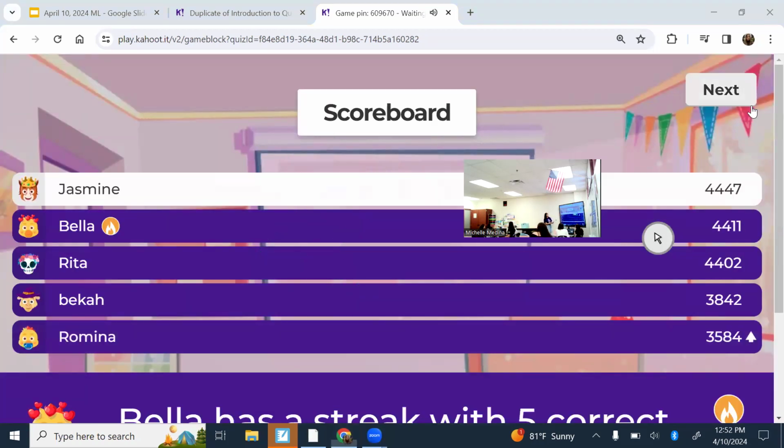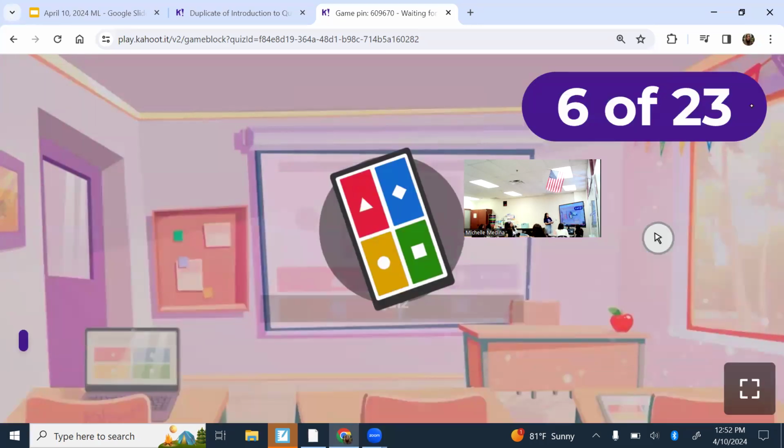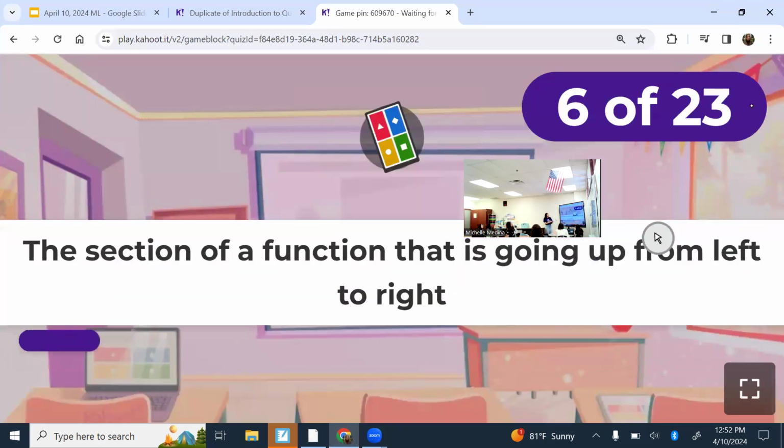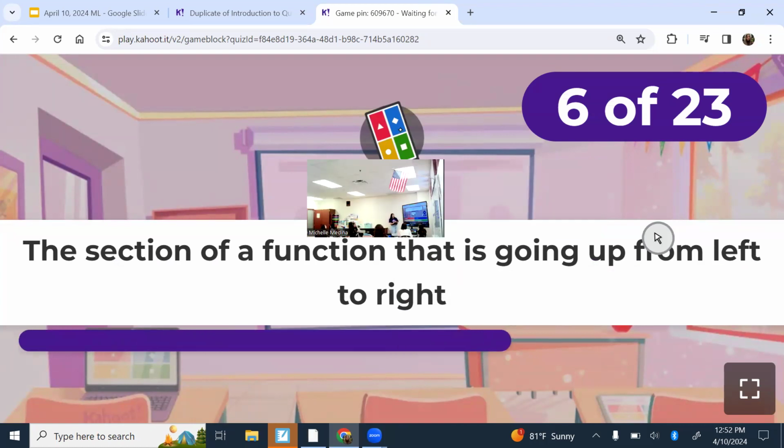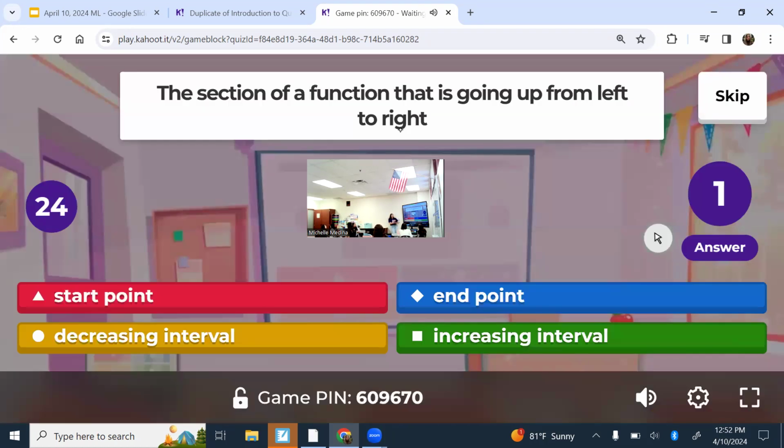Okay, so then next one. The section of a function that is going up from left to right.